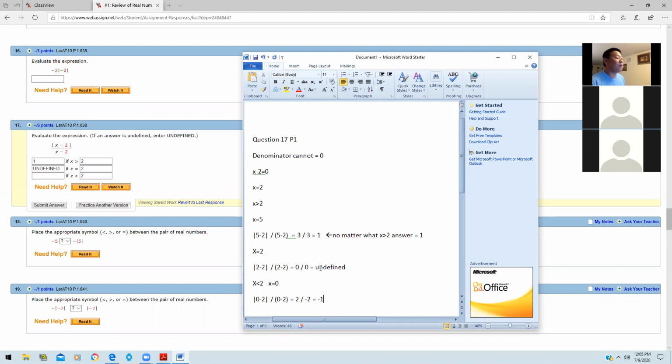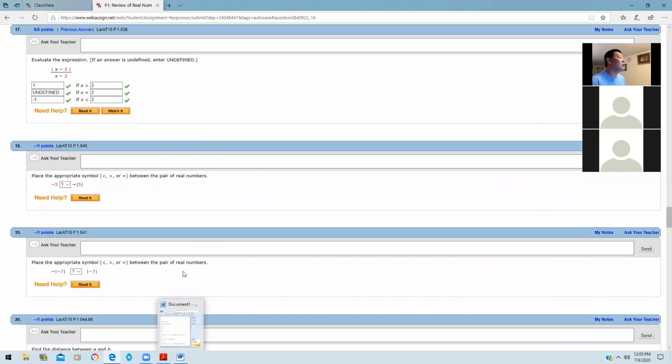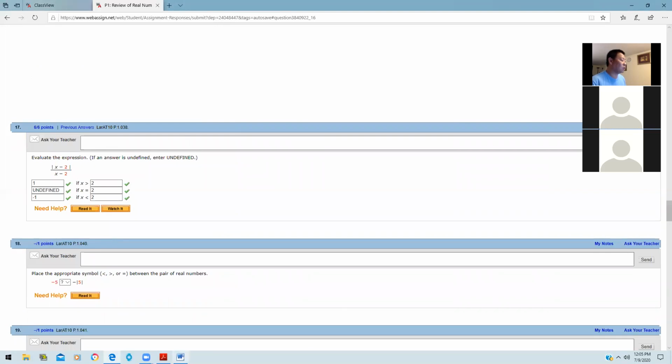So no matter what x value is less than 2, your answer in this case is always negative 1. This is how you get your answer of negative 1, and this is how we do question number 17. A lot of students have difficulty understanding this, so make sure this is how you do it.